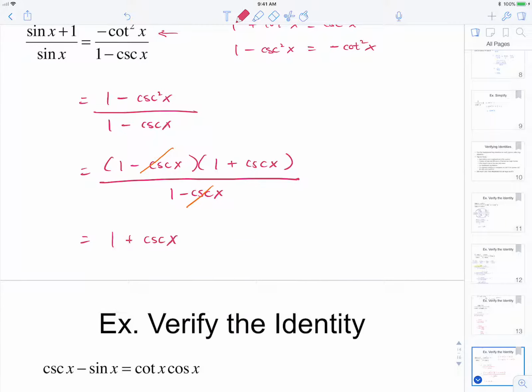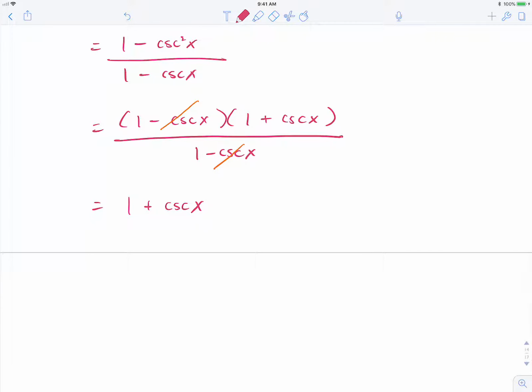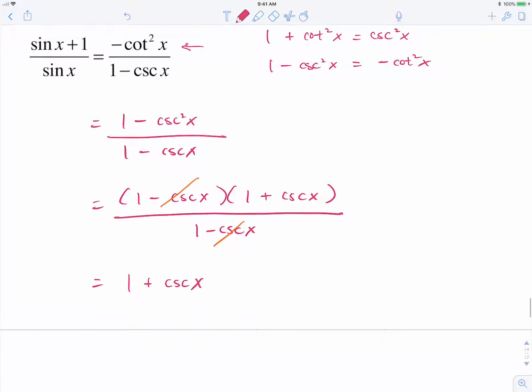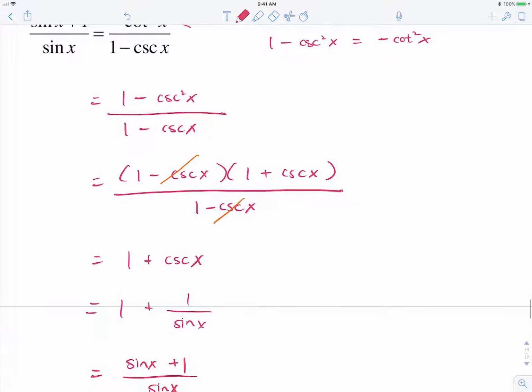And we're almost there. I'm going to add a page instead of writing on to the next one. So we know that cosecant can be written in terms of sine. So let's rewrite this as 1 plus 1 over sine. And if we rewrite 1 as sine over sine, then we just end up with sine plus 1 over sine. Done.